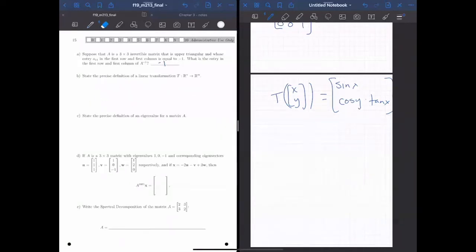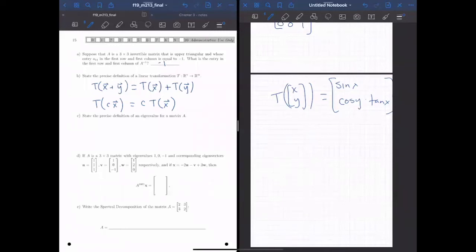A linear transformation is a transformation that satisfies two key properties. The first property is that when I take a vector x and a vector y and add them together and then plug them into the transformation, that should be the same thing as plugging in the vector x and plugging in the vector y separately, and then adding the results together. And the same thing, if I plug in a vector c times x, where c is a scalar, that should be the same thing as just plugging in the vector x and then multiplying by c.